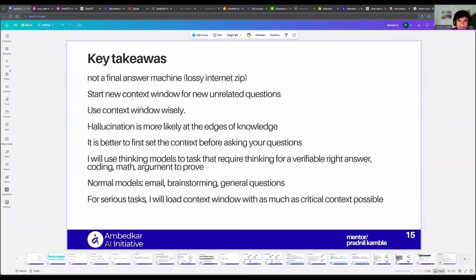So what I would do is, if I have a serious problem, or a startup that I'm building, or an app that I'm creating, and I want genuine help from these models, then I would feed in as much critical context as possible, which is really important, and not anything that is not that important. I'll only look into the critical important features or context, and I'll feed that to the model.